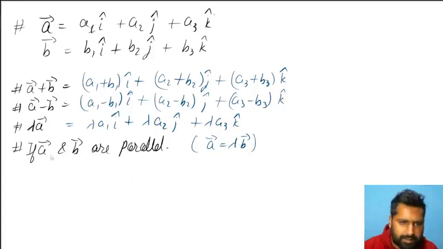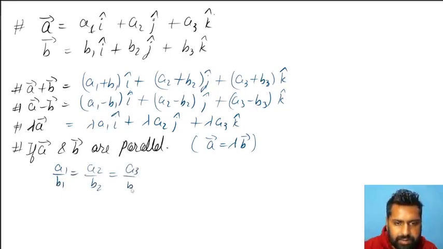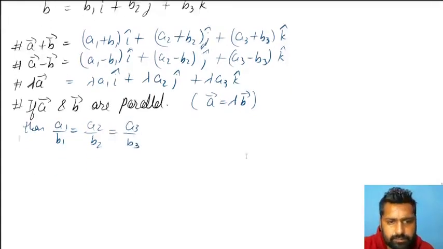Or the easier way, which students sometimes find very simple: a1 by b1. Basically your components should be in the same ratio. a1 by b1 should be equal to a2 by b2 should be equal to a3 by b3. If this happens, then the vectors are parallel. So remember this condition, this is important.